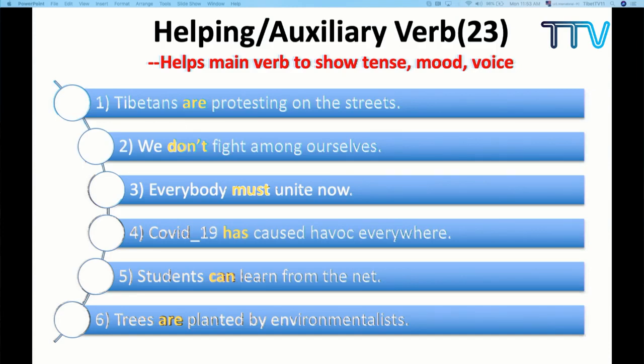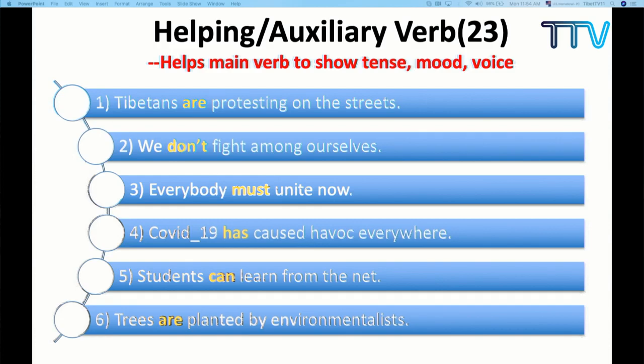We don't fight. Don't is a helping verb. Do you see any main verb in this sentence? Yes, fight is the main verb. And the word don't is a helping verb because it changes the sentence, here showing the negative. Everybody must unite. Must is also a helping verb because unite is the principal verb. If you look at all these, you will find that there is one principal verb and the helping verb is just modifying that verb, either in the form of tense, mood, or voice.